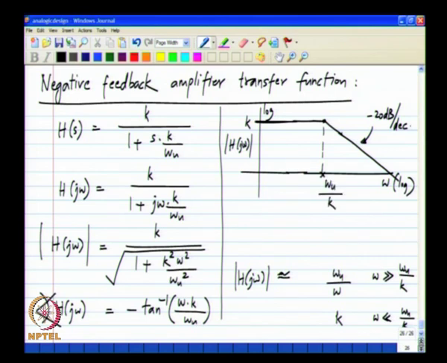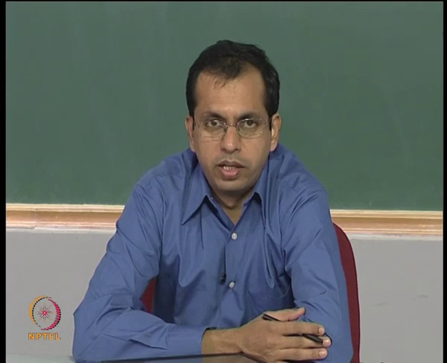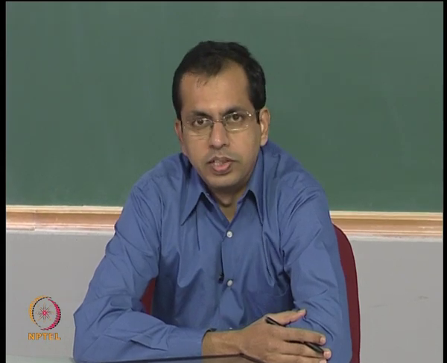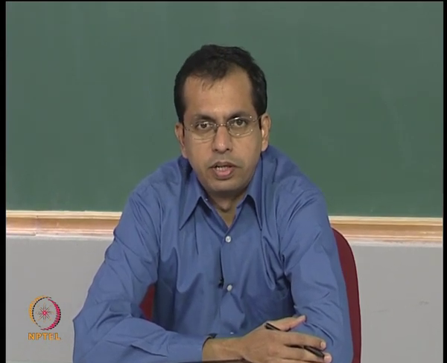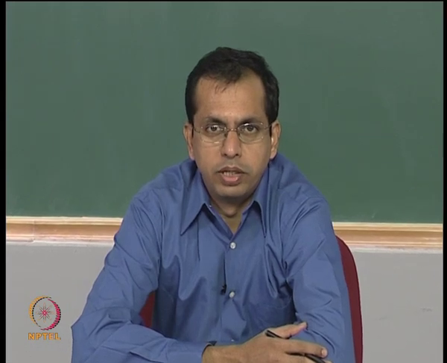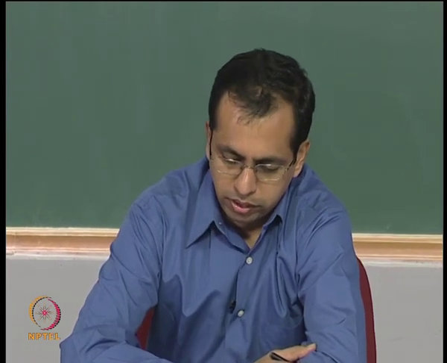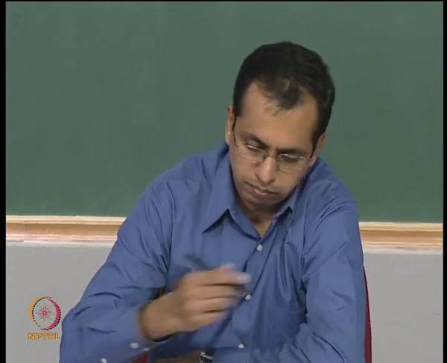So, the magnitude will be close to the ideal value of k. We would like to have a gain of k. So, the magnitude will be close to the ideal value of k for low frequencies, where low frequencies are defined as frequencies much lower than omega u by k, and for high frequencies it rolls off at 20 dB per decade. So, this is the story of the magnitude response of the amplifier.